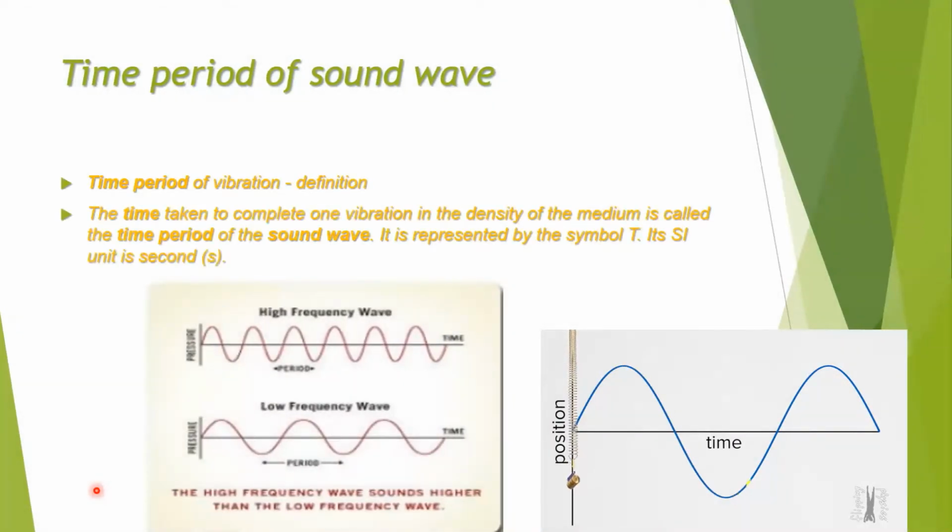Time period of sound wave. The time taken to complete one vibration in the density of the medium is called the time period of the sound wave. One vibration means the to and fro motion of an object once. It is represented by the symbol T. Its SI unit is seconds.